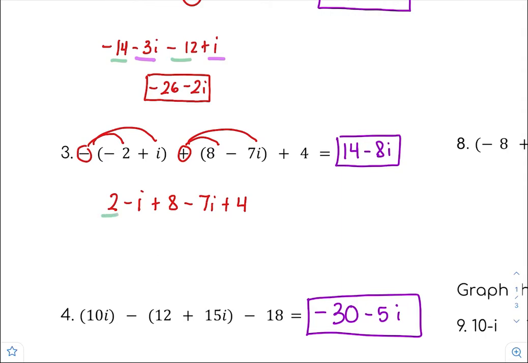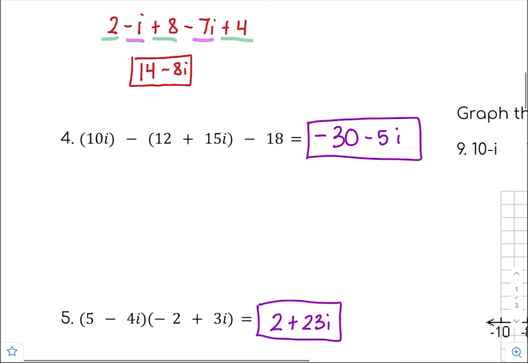So we have our real numbers, we have our imaginary. 2 plus 8 plus 4 is 14, and then our imaginary, negative i minus 7i, that's negative 8i. And there you go.